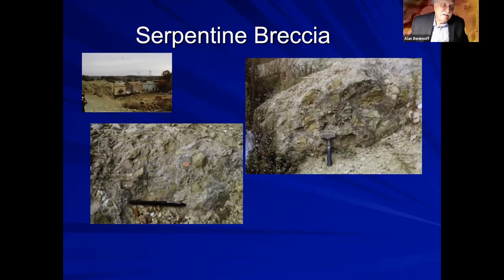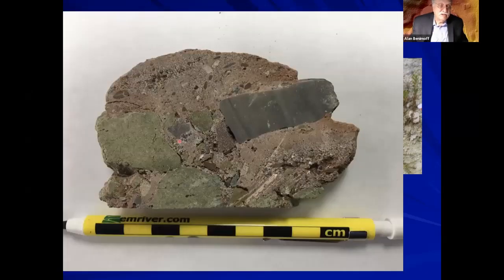It's a red type of matrix with these angular pieces of serpentine in them. So I think it's a debris flow, and we're working on that. Here's another sample. You can see there are pieces of serpentinite and other pieces. I plan to analyze each one of these to see what's in them and get a better handle on it.